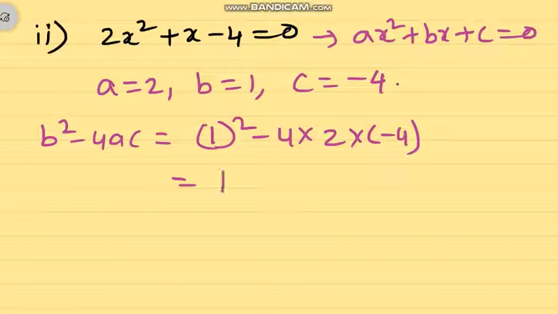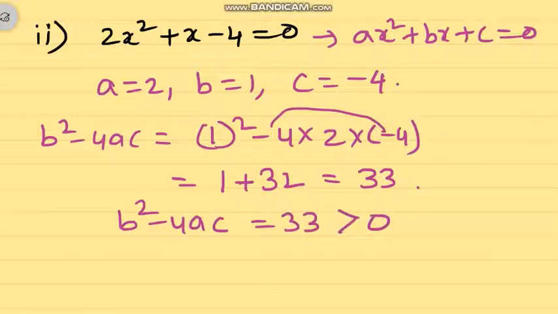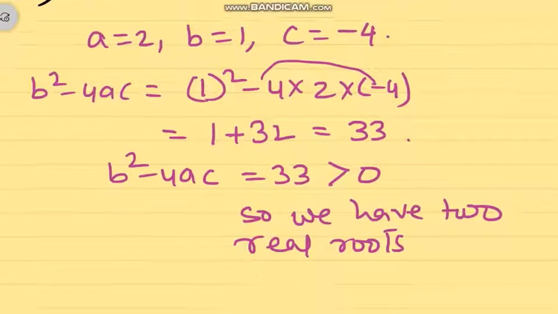So you will get 1. See, minus and minus plus, 4 4s are 16, 2s are 32, 1 plus 32, so that will be equal to 33. Now b square minus 4ac equal to 33, which is greater than 0. So we have two real roots. Now let's see what are these two roots.